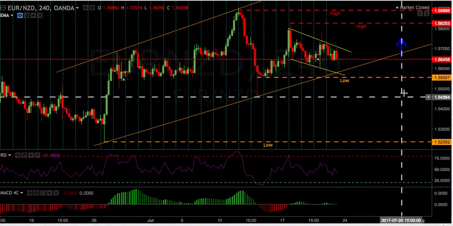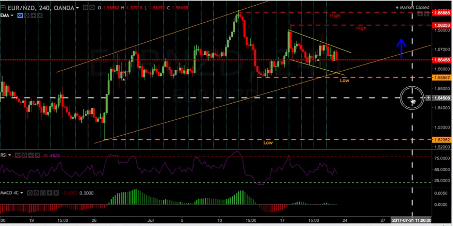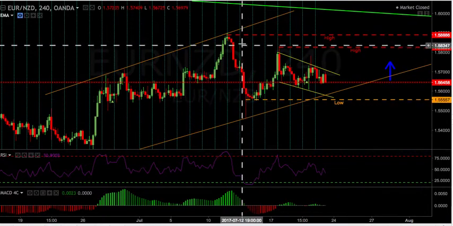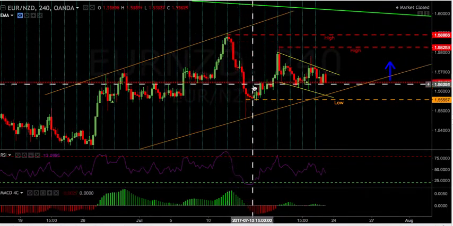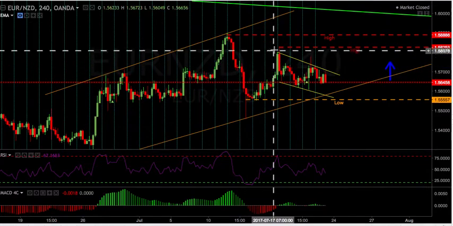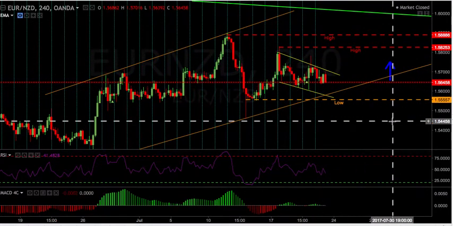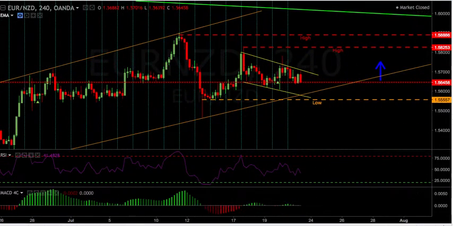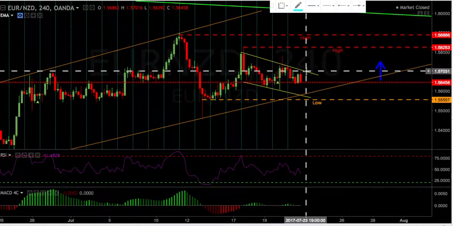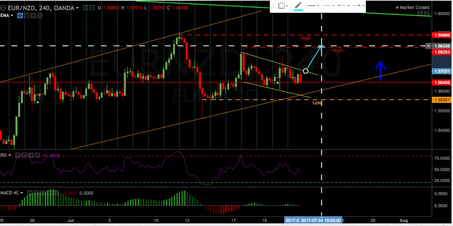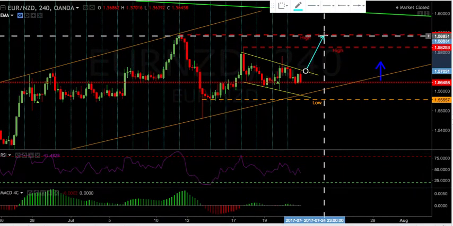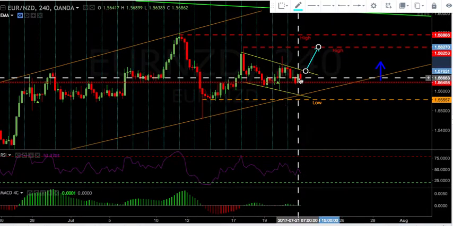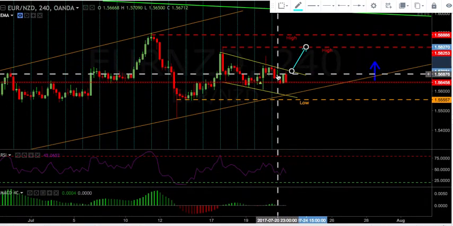Euro NZD also is bullish based off of this pin bar bounce. We had a nice bounce top, came down, bounced off the bottom, and is now creating a continuation pattern. So we're expecting price to break out of this pattern, retest this high at least, and we'll see how far it goes up. But right now, this little pattern here is also a continuation pattern.